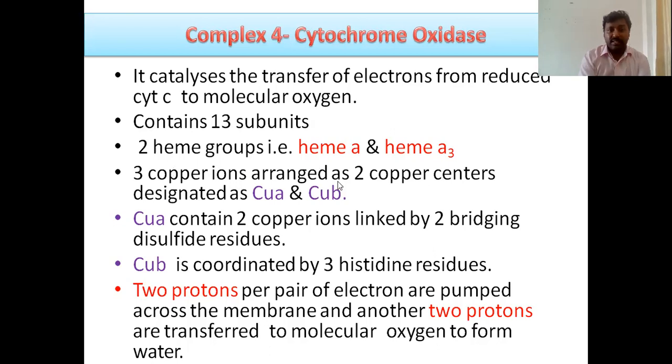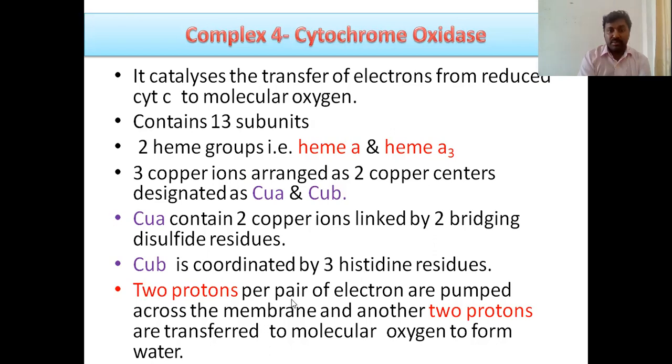Then there are 3 copper ions arranged as 2 copper centers, designated copper A and copper B. Copper A contains 2 copper ions linked by 2 bridging disulfide residues, and copper B is coordinated by 3 histidine residues. So this is the structure of the complex 4 enzyme, cytochrome oxidase. It also contains copper A and copper B.